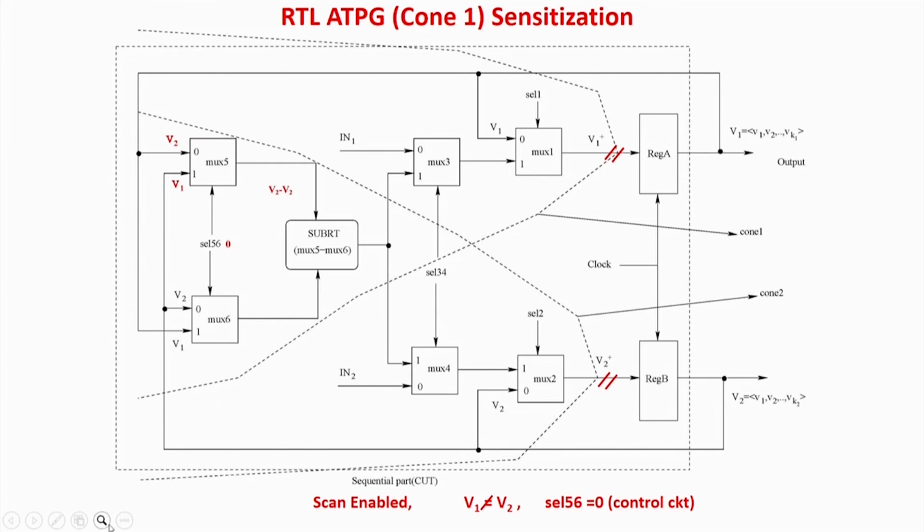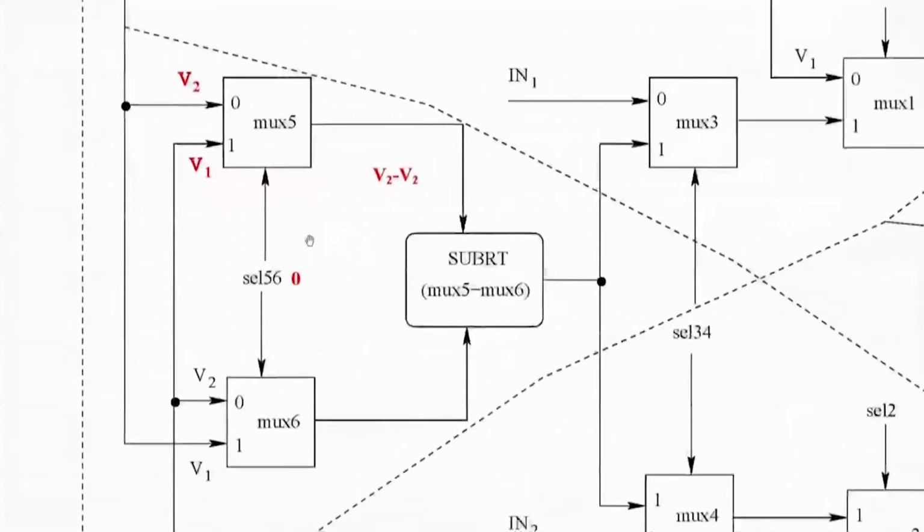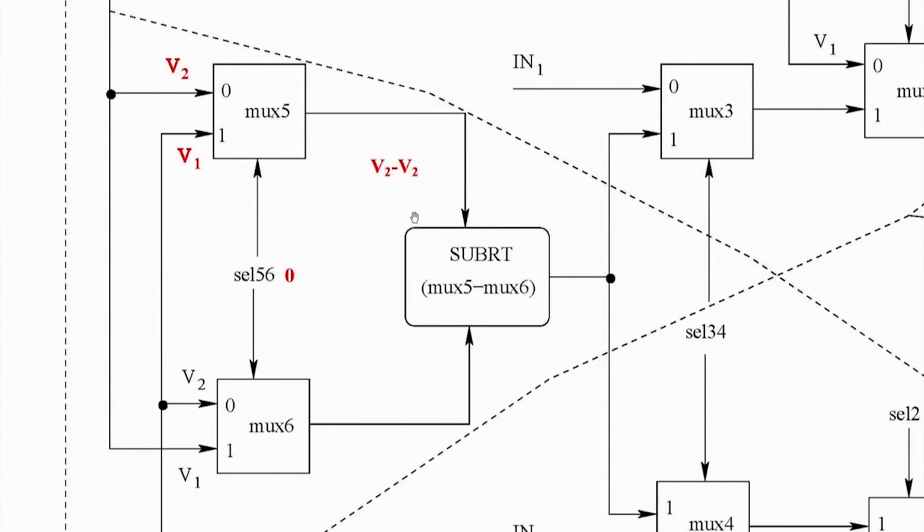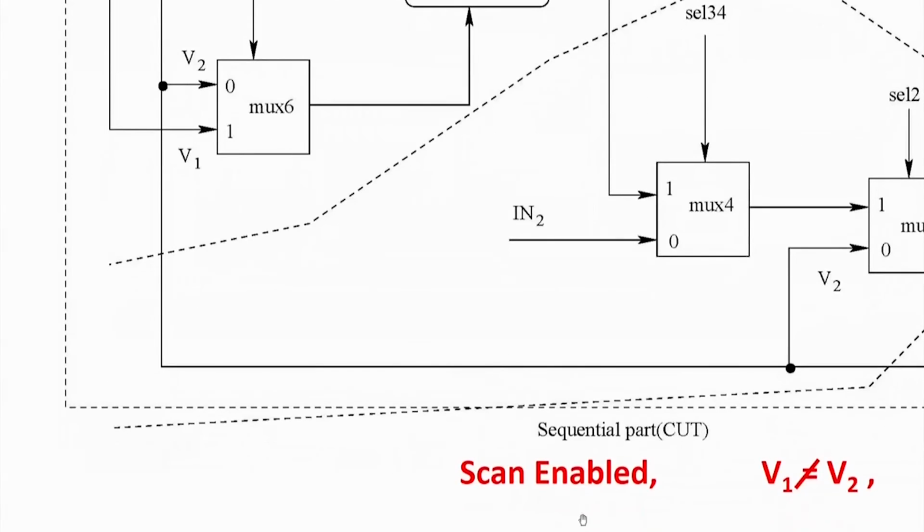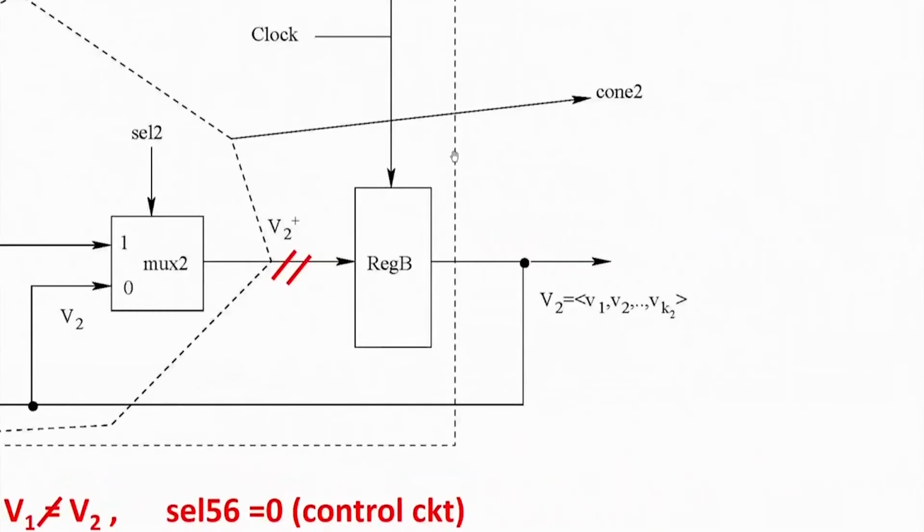Let me zoom it for you. So this is the case. I have to sensitize. How will I sensitize? You know that in the general case it is V1 minus V2 or V2 minus V1. So the first thing I have to apply as the input is 2 numbers V1 and V2, and they should not be equal, because if they are equal the fault will not be sensitized, as simple as that. So I have to first enable this scan. Why do I have to enable this scan?